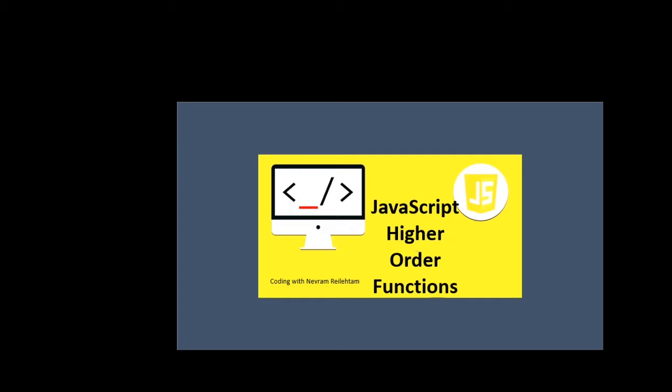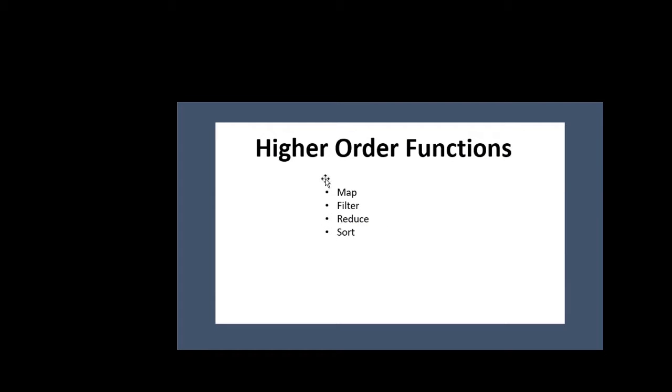Hello everyone. Today we're going to take a look at some higher order functions in JavaScript. The topics we're going to cover are the map method, filter, reduce, and sort method. So let's get right to it.